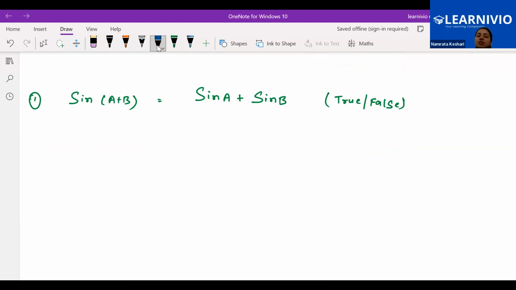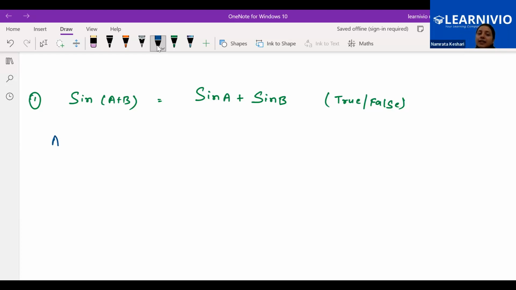Okay, let's check it. Sine A plus B is equals to sine A plus sine B, always. Always equal. Whenever equality is there, that means in every scenario it will be equal. Equal means not only for a few cases, always it will be equal, whatever be A, whatever be B. No condition is given for A and B. That means whatever be A and whatever be B, left side and right side will always come out the same. So let's check it.